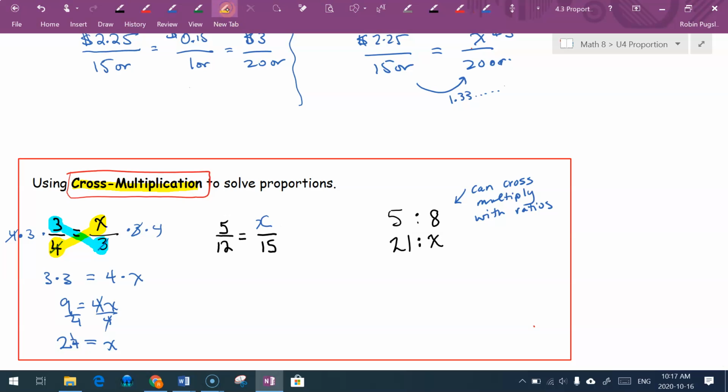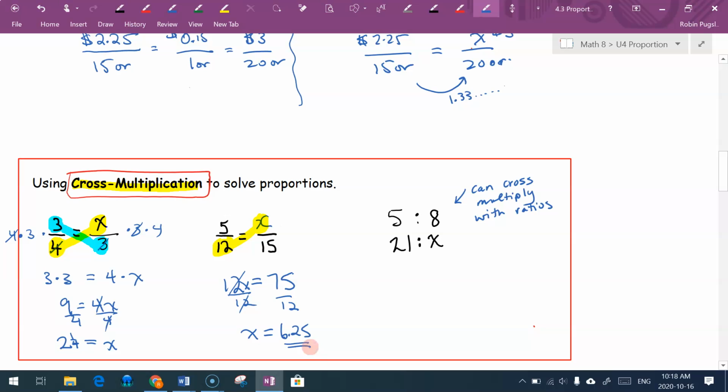So I typically always look for x first, wherever it is, and take what's diagonal, because I like my x's on the left. You don't have to do this, I just like to. So I take my 12 times x first, I write my equal sign, and then I take my other diagonal, which is 5 times 15, and I get 75. Oops, I forgot to write my x. So now I have 12x equals 75, so now I divide both sides by 12, and I get x equals, and I just take my calculator and go 75 divided by 12, and I get 6.25.